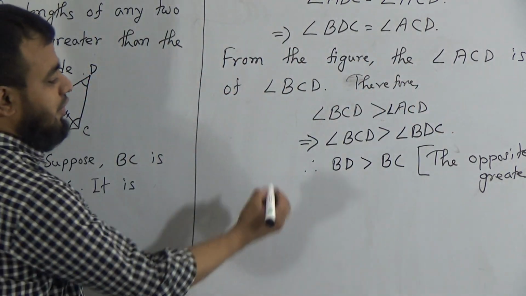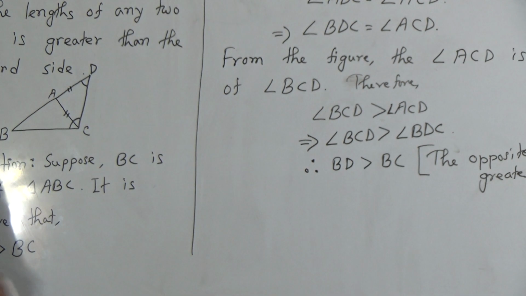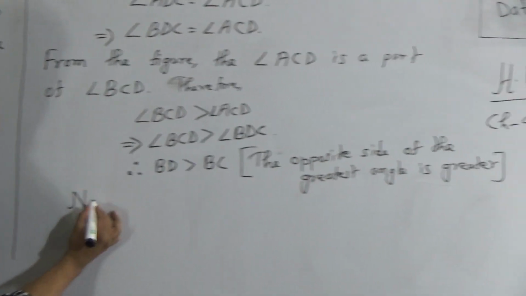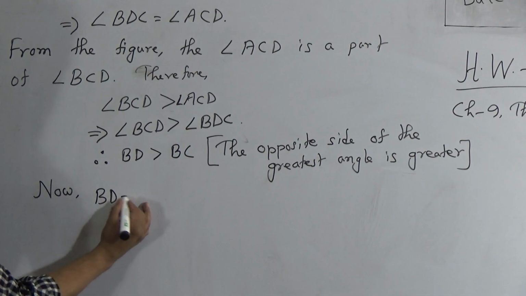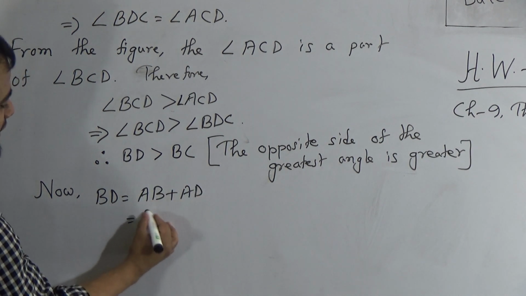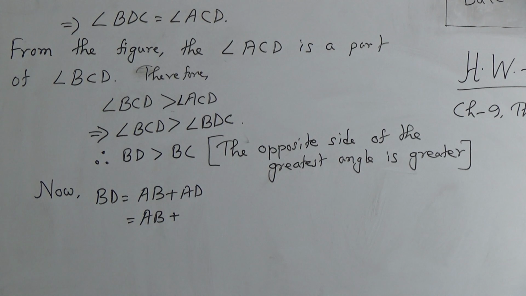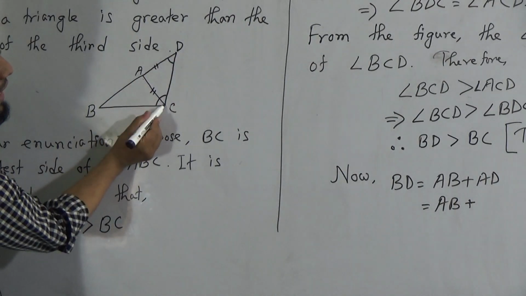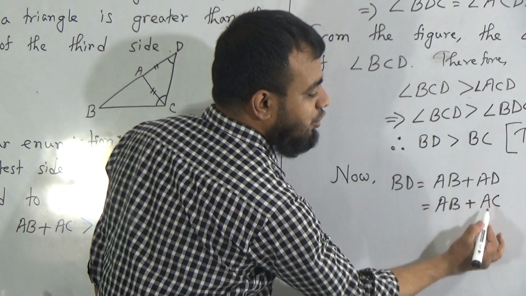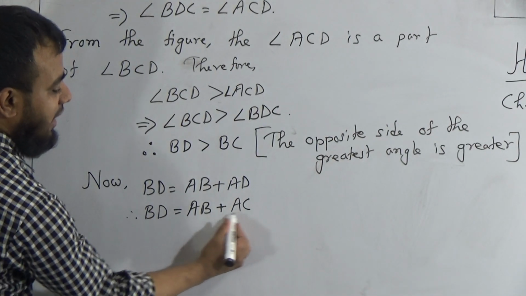So from the figure we can get that the side BD is greater than the side BC. But my dear students, BD is equal to what? BD is equal to AB plus AD. And we know that AD is equal to what? AD is equal to AC, from the construction. In the place of AD, we can put AC. So we get BD equal to AB plus AC.